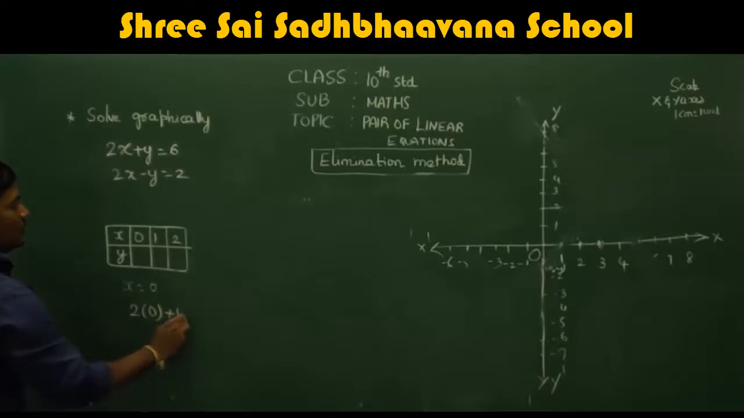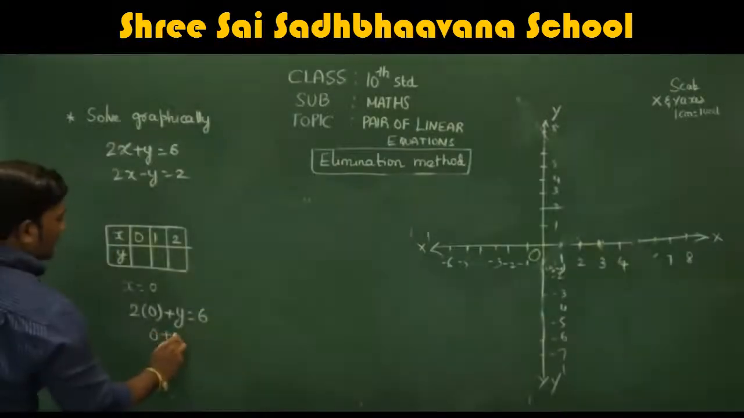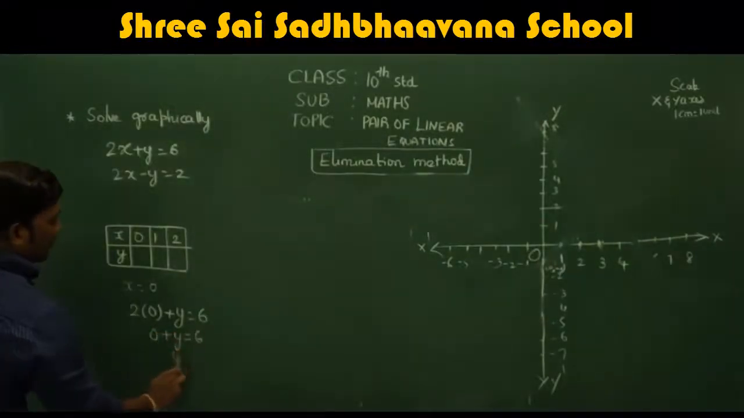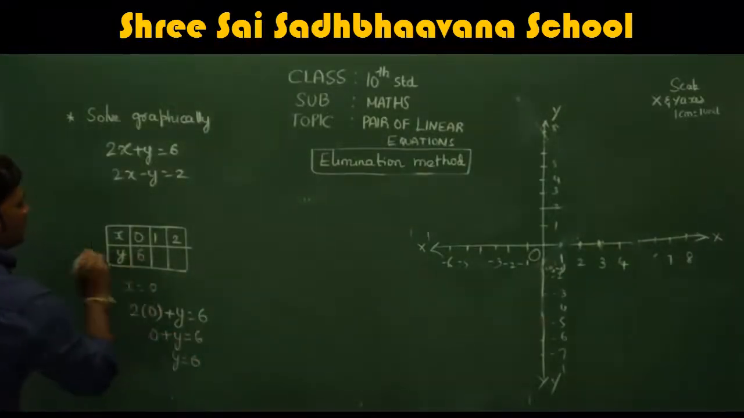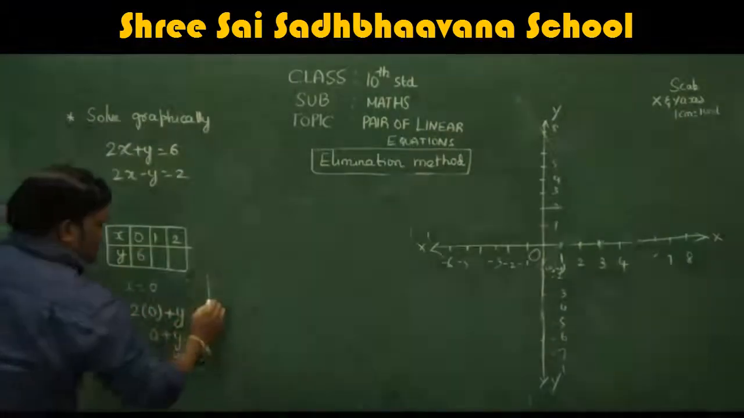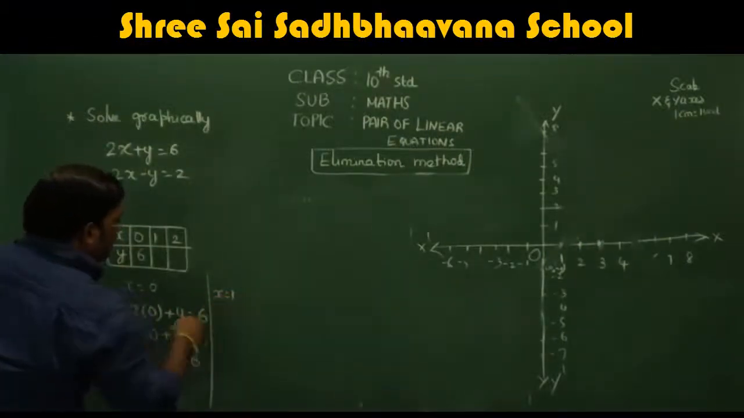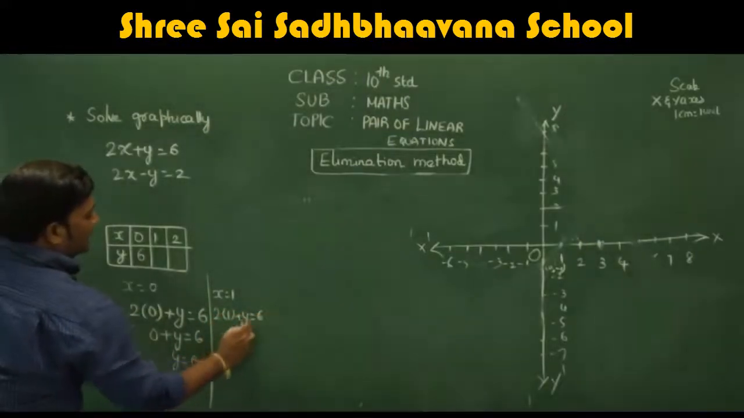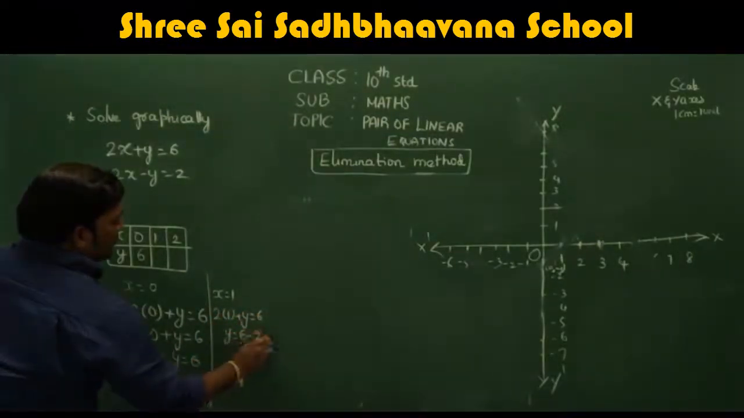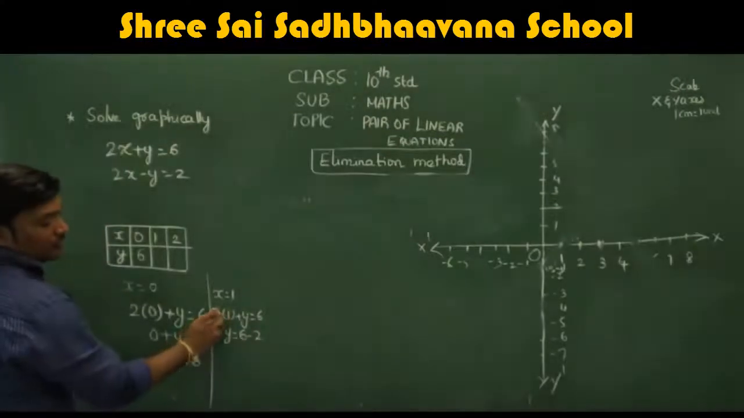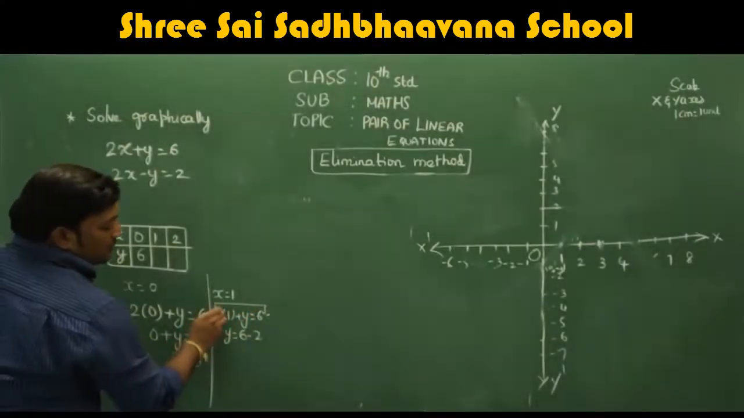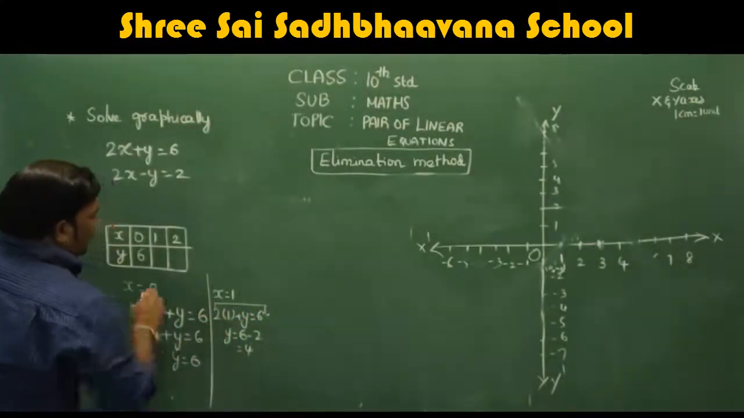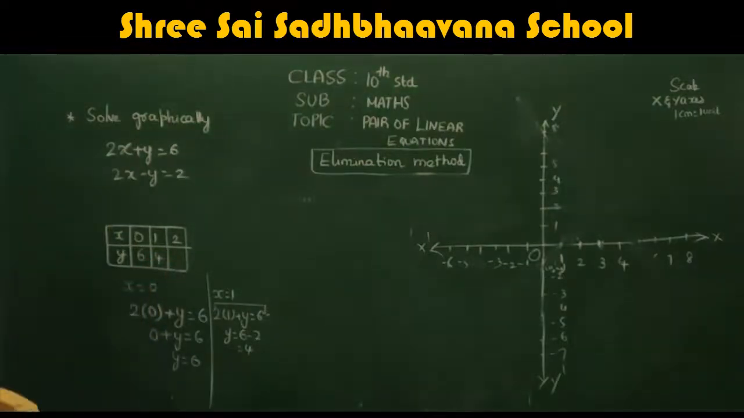So 2 into 0 plus y is equal to 6. Correct? So 2 into 0 is 0. 0 plus y is equal to 6. So the y value is 6. So for 0 you will get 6. Next, take x is equal to 1. So 2 into 1 plus y is equal to 6. So y is equal to 6 minus 2. Here 2 into 1 is 2. So 2 will go to this side, which is positive, and it will become negative. So the y value is 4.